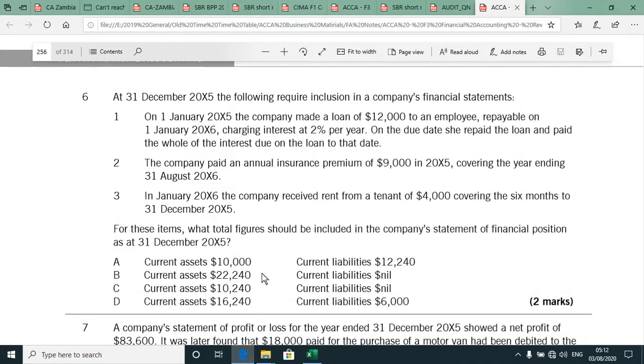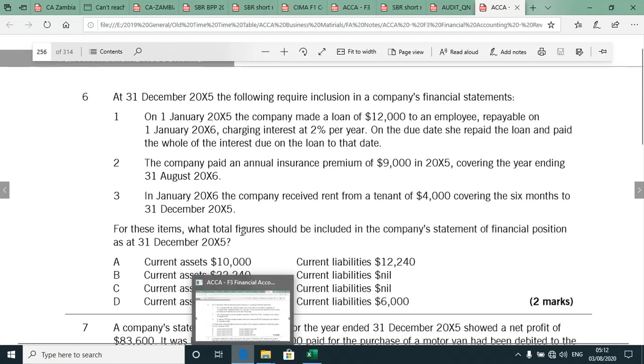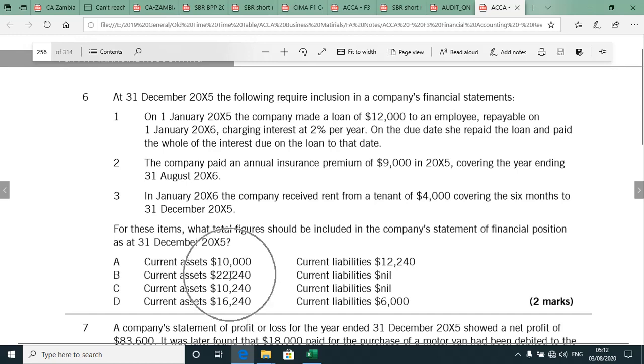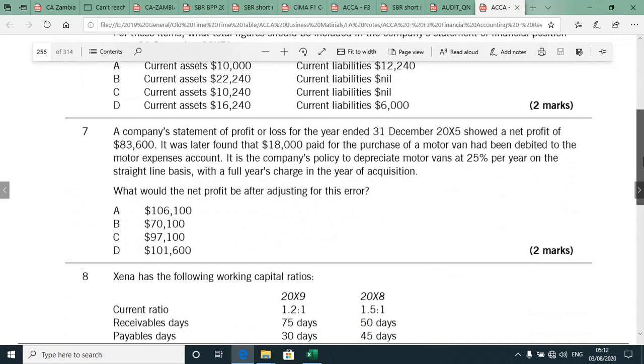And if we look at our options, we will discover that our current asset cannot be 10,000 in A. That is why A is wrong. Then B says 22,240 current assets. No current liabilities were discussed. And then this figure again for C is wrong, and also for D. So the best option is B, and please, you can counter check that.